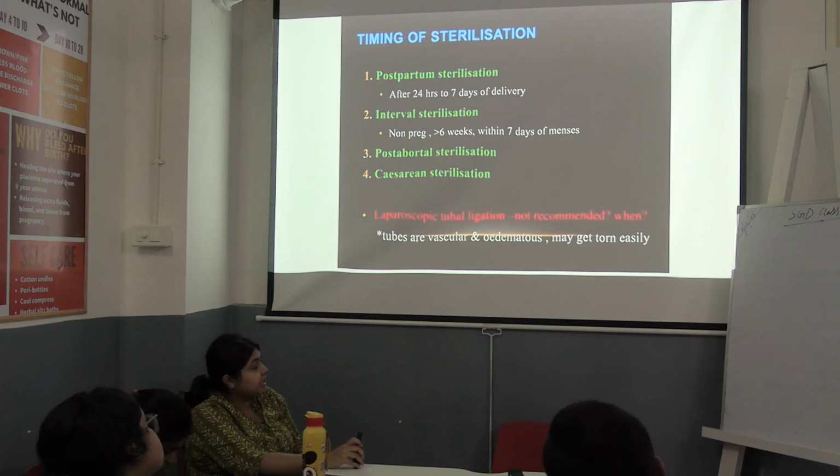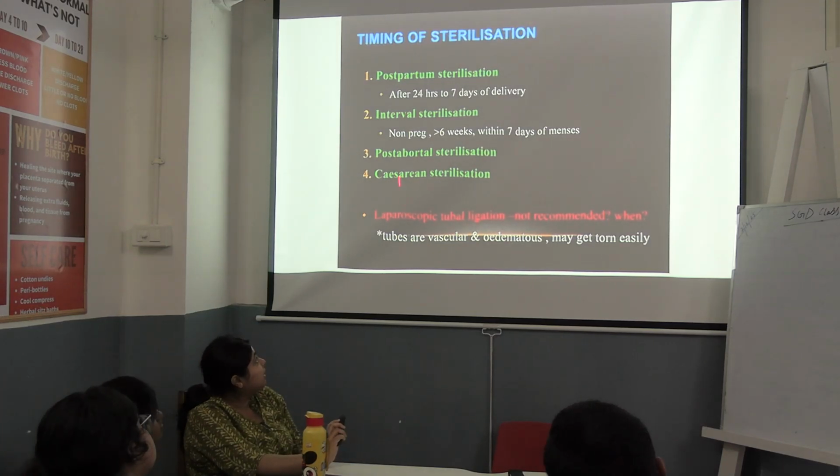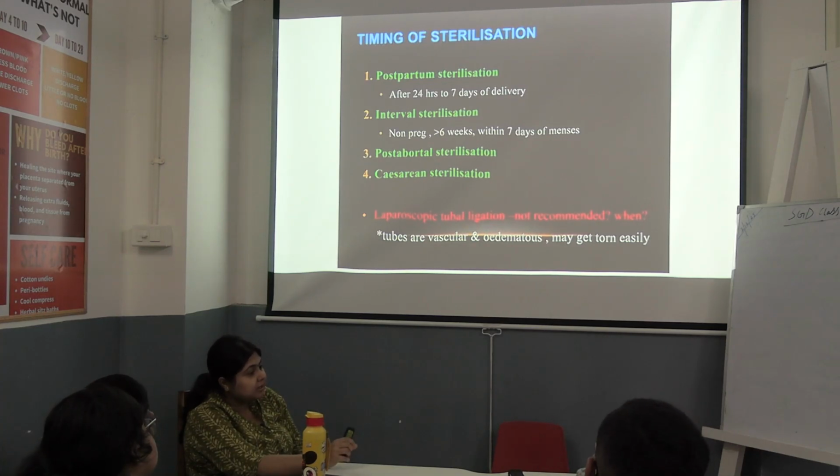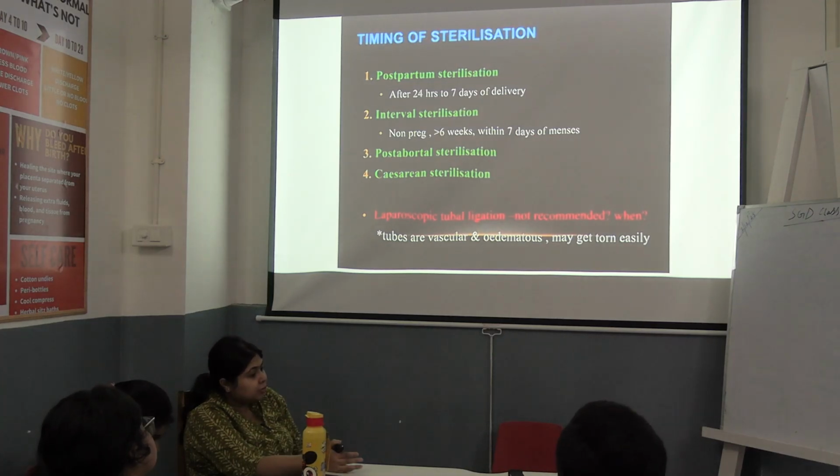Then interval sterilization. Suppose she has delivered, she went back home, and now she is 1 year after her delivery and has come back wanting sterilization. Then how will you convince her? We will ask her, if non-pregnant, within 6 weeks or within 7 days of menses. Then post-abortal sterilization: a missed abortion has occurred and all the products of conception have been expelled. Now she is in the hospital, and we can do the sterilization in the same setting.